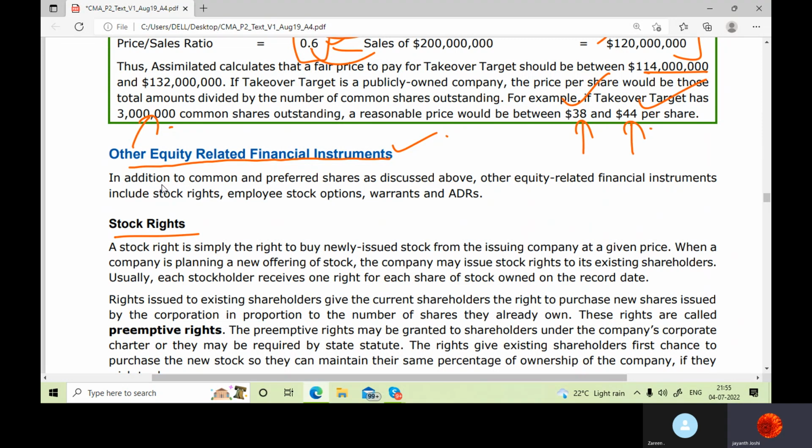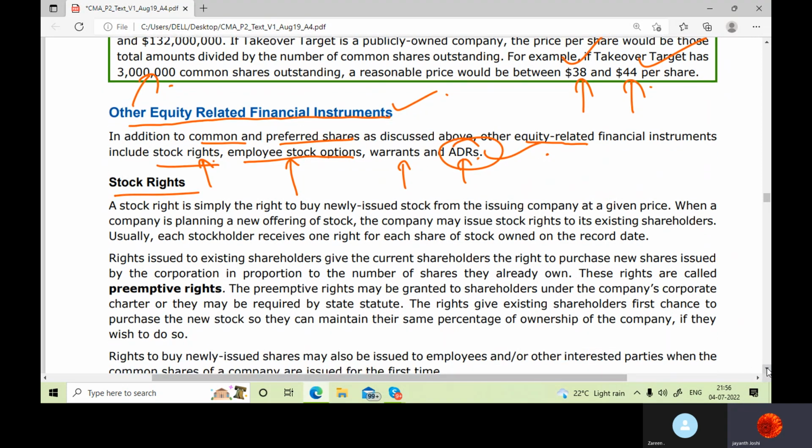So I will read these points and we'll discuss this. It's a crucial concept. In addition to common and preferred shares, as discussed above, other equity related financial instruments include stock rights and employee stock options. Stock rights are issuing shares to existing shareholders, who are already associated or linked with the company. Employee stock options are issuing shares to the employees of the company. Then come warrants and ADRs. I'll tell you what American depositary receipts mean.